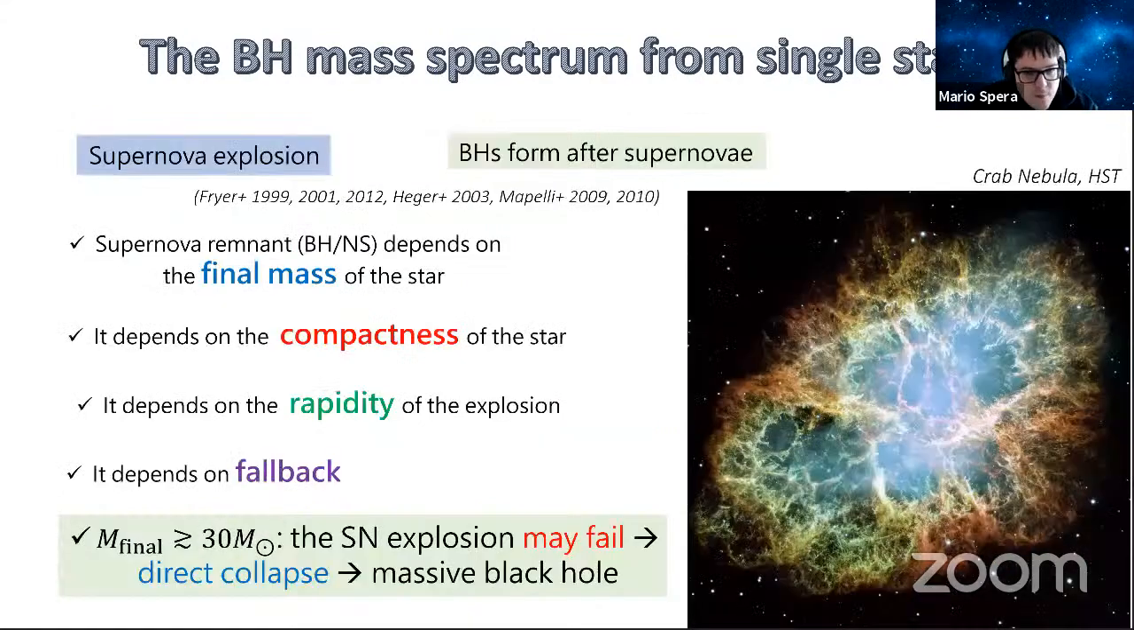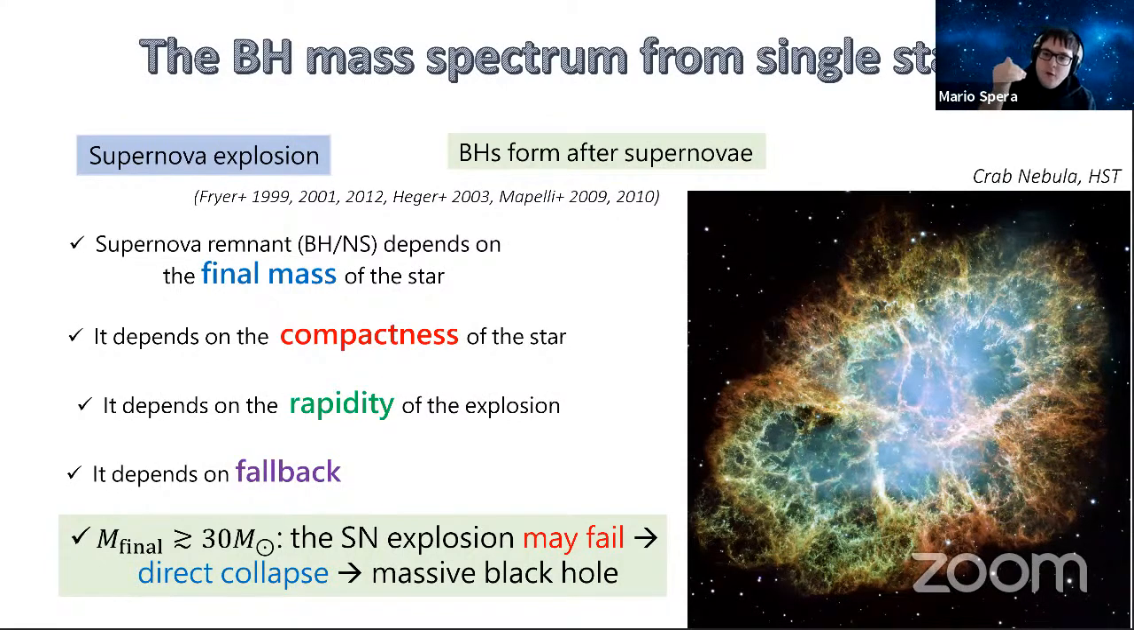And we also know that the final fate of massive stars can be quite dramatic and uncertain. We know that they end their life with a big explosion, with a big boom, with a supernova explosion, leaving a compact remnant, which could be, depending on the initial mass of the star, a neutron star or a black hole. So the supernova explosion mechanism, that's the main issue. The main issue is that the supernova explosion mechanism is very complex and uncertain.